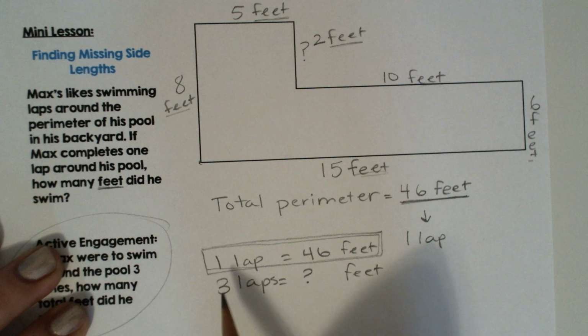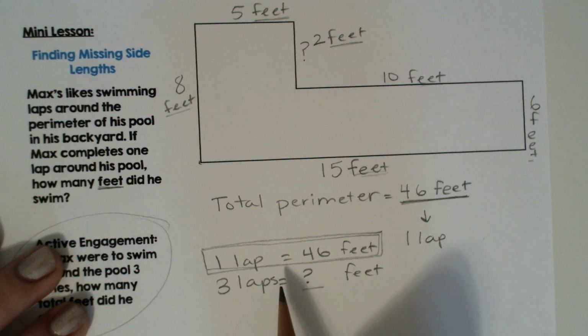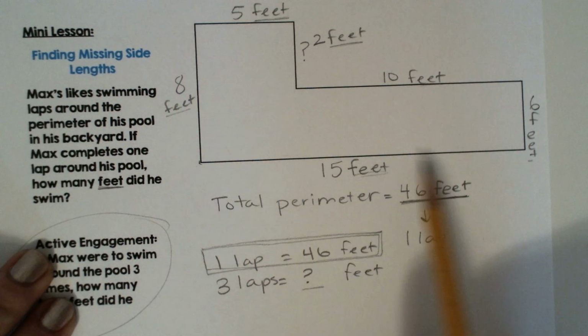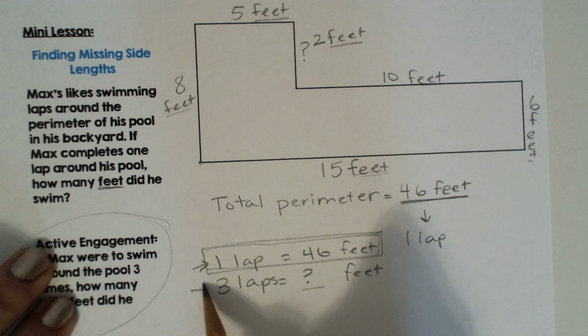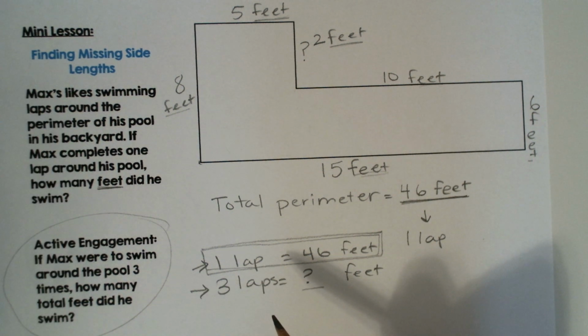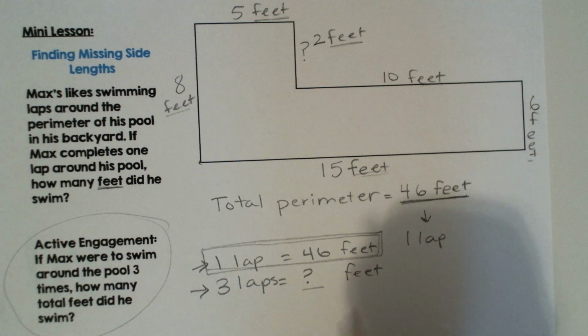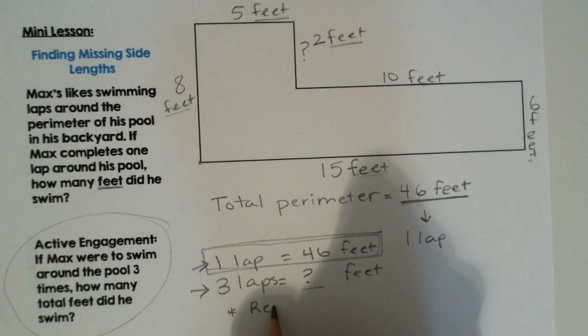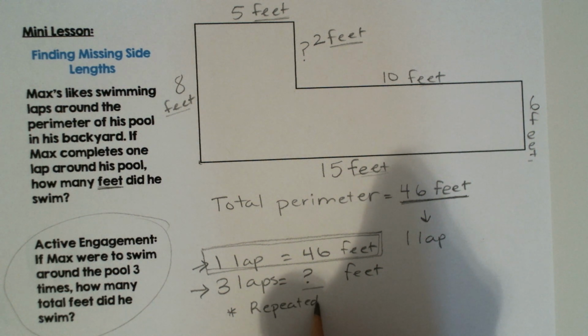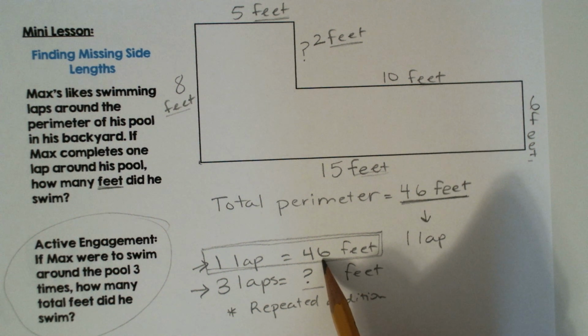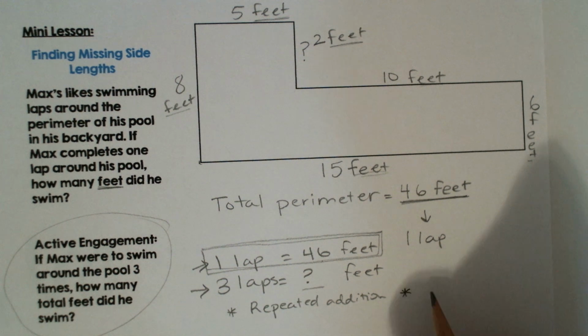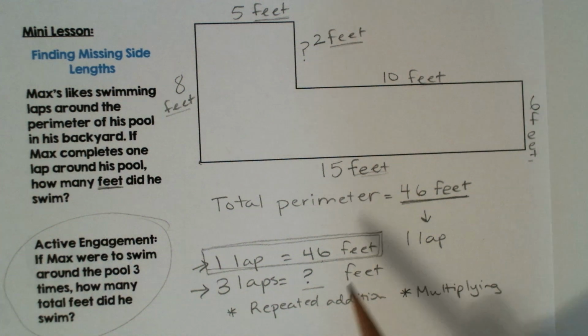How could I find out how many feet it takes max to go around the swimming pool 3 times? If he did 3 laps, how could I use this knowledge to help me figure out how many feet max he were to swim if he goes around 3 times? I could use repeated addition as a strategy, by repeating 46 plus 46 plus 46, or I could use the strategy of multiplying. I'll leave it up to you to see what 2 things you would need to multiply.